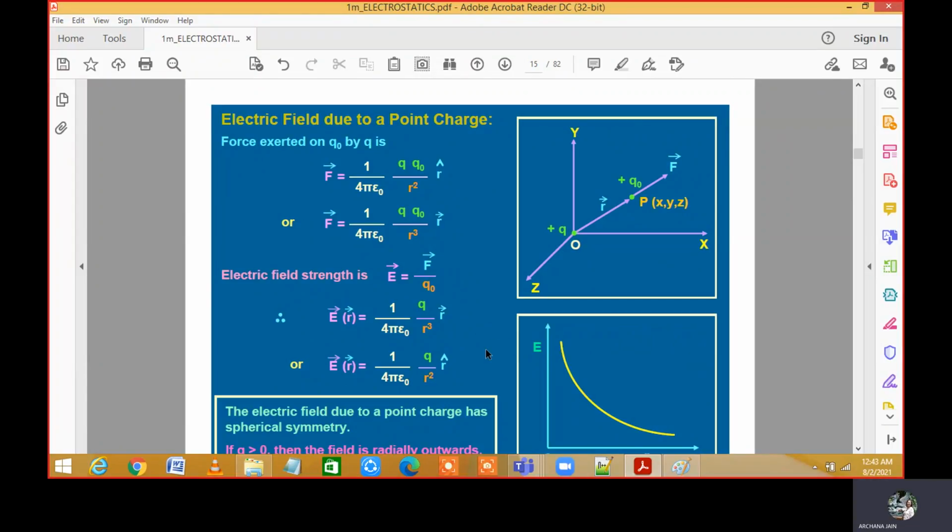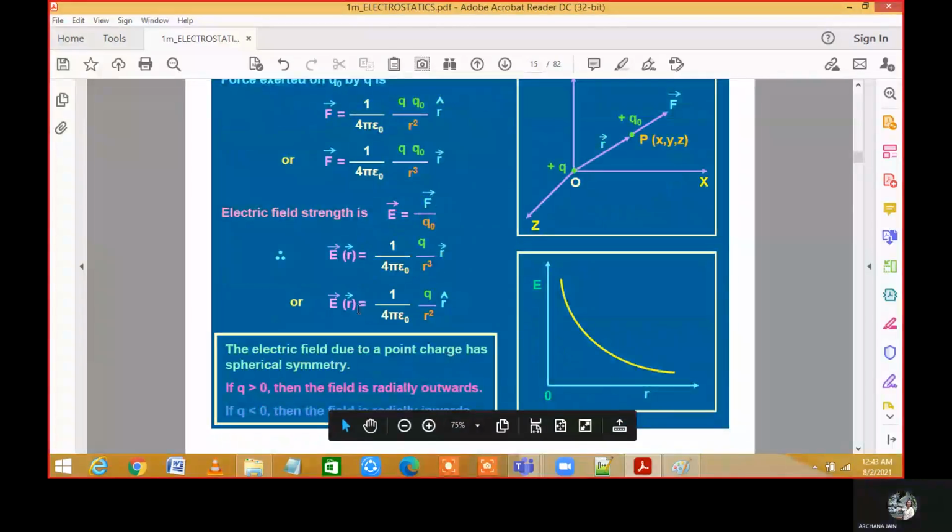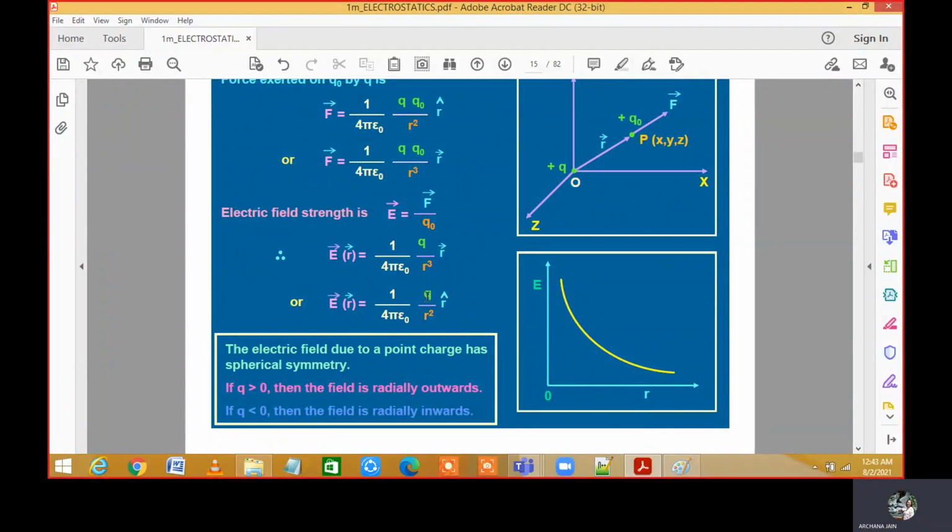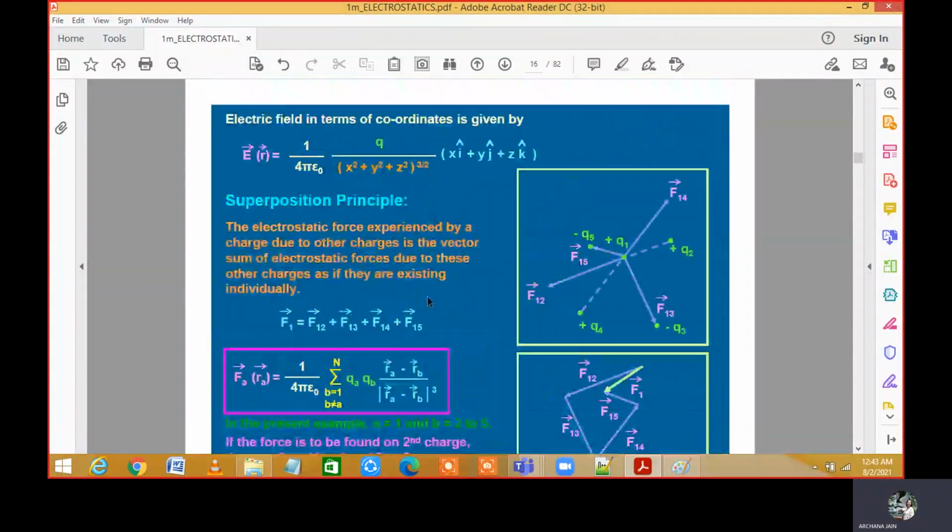Now if we draw the graph between electric field and R, the nature of the graph is shown in figure because E is inversely proportional to R square. If the value of Q is greater than 0, then the electric field is radially outward. And if we take the value of charge Q less than 0, then the direction of the electric field is radially inward.